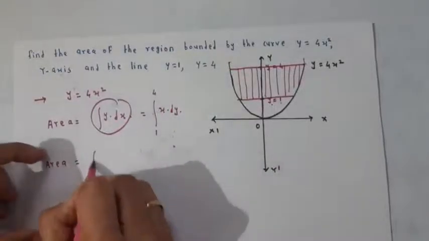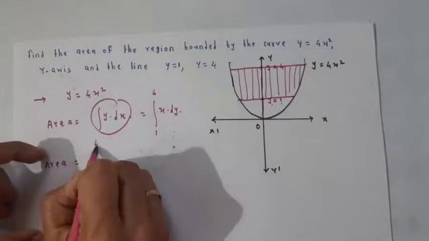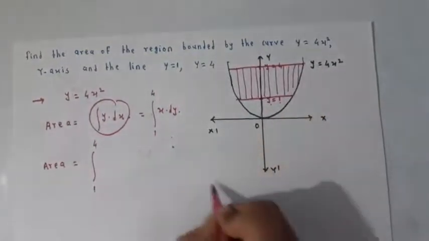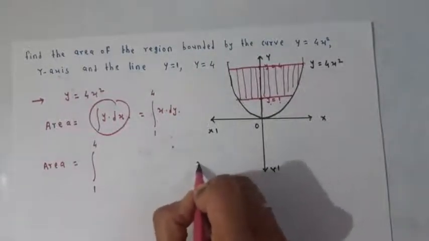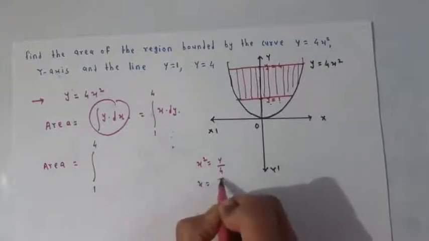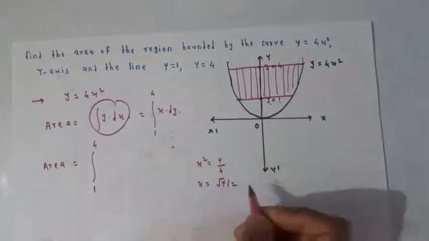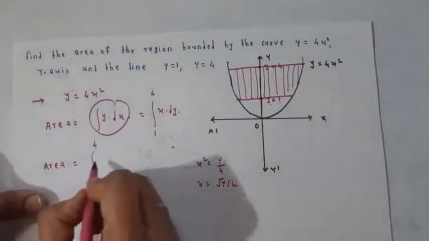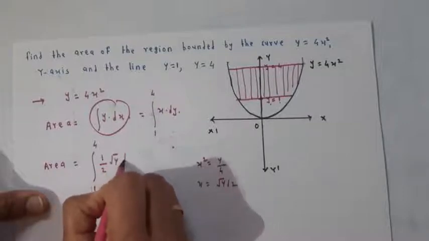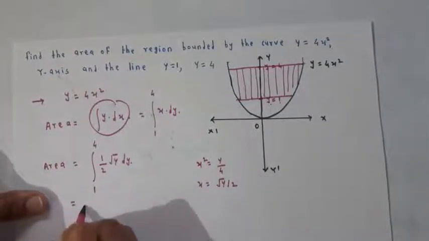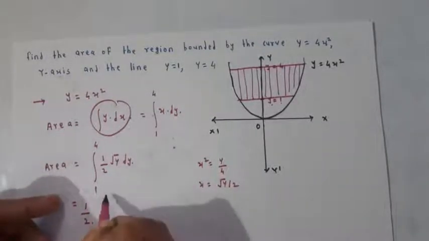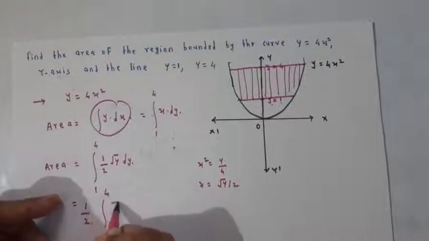equal to limits of integration 1 to 4, y equal to 4x square. This implies x square equal to y upon 4 and x equal to root y upon 2, taking square root on both sides. Okay, so we get 1 upon 2 root y with respect to y. So this 1 by 2 constant, take it outside.